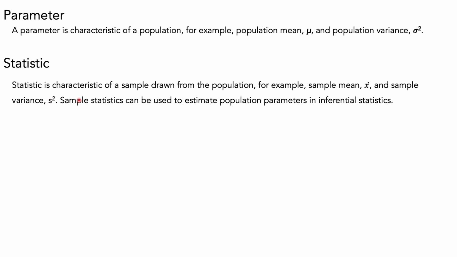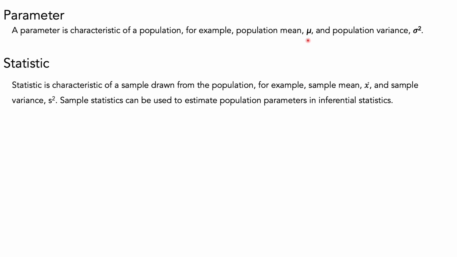Sample statistics can be used to estimate population parameters in inferential statistics, because as you know, we do not measure population parameters. In order to measure them we need measurements from the whole population, all the items in the population, but it is really a hard job to do, or nearly impossible. So what we do is we collect a sample and we make measurements on it.